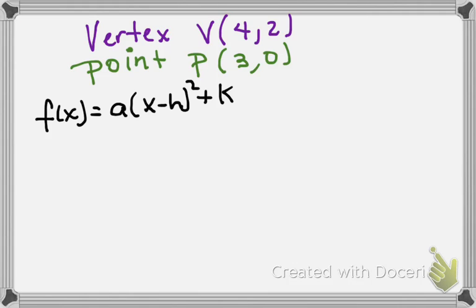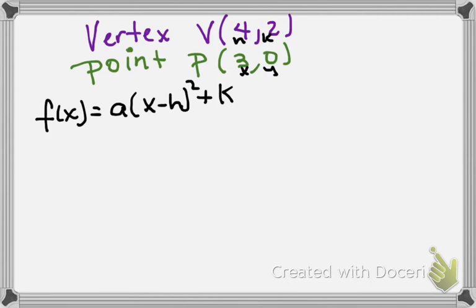The vertex, they really label these. I'm going to try to label it H and K. All right, so the point is X and Y. And so that's how they label those.